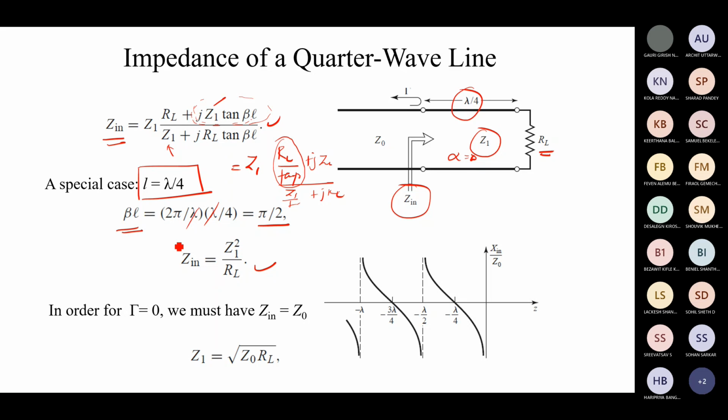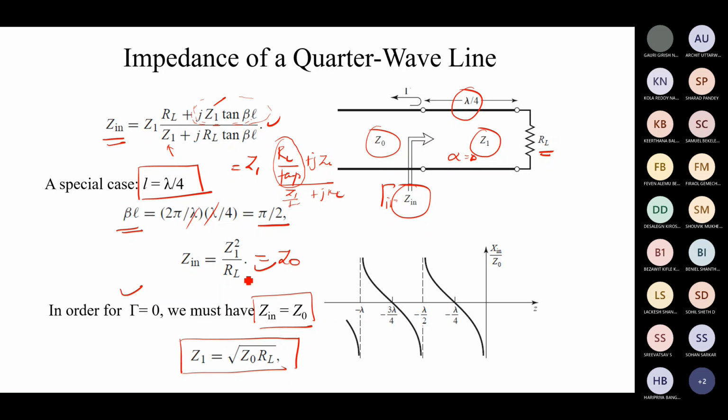So for a quadrature transformer, the input impedance is nothing but the characteristic impedance squared divided by the load impedance. That is the input impedance. Now if I want the input reflection coefficient equal to 0, what am I going to put? I am going to substitute into the equation: Zin equal to Z0. That is the condition. When you substitute this equal to Z0, you can easily calculate Z1 out of this.